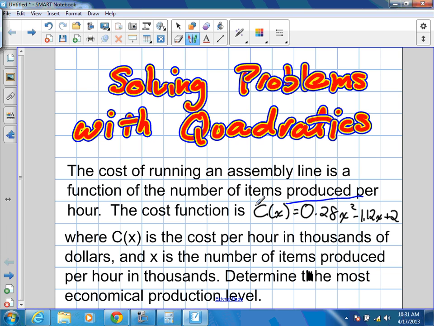The cost function, so our cost is C at x, is modeled by this equation, where C at x is the cost per hour in thousands. So per hour, when we figure it out, if this cost ends up being 5, that's going to be 5,000 dollars per hour. And x is the number of items produced per hour. So x obviously is the number of items. Determine the most economical production level.